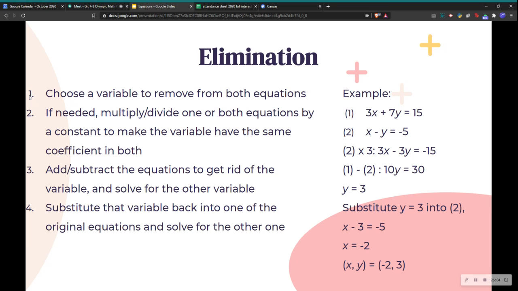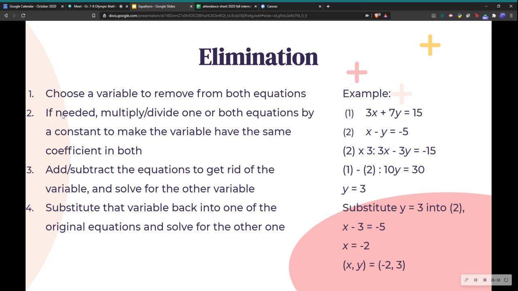So let's go through step 1. Step 1 is kind of similar to step 1 in substitution, but this time you have to choose a variable to remove from both equations. You want to get rid of x or y from both equations 1 and 2. So here we have equation 1, which is 3x plus 7y is 15. Equation 2 is x minus y equals -5.